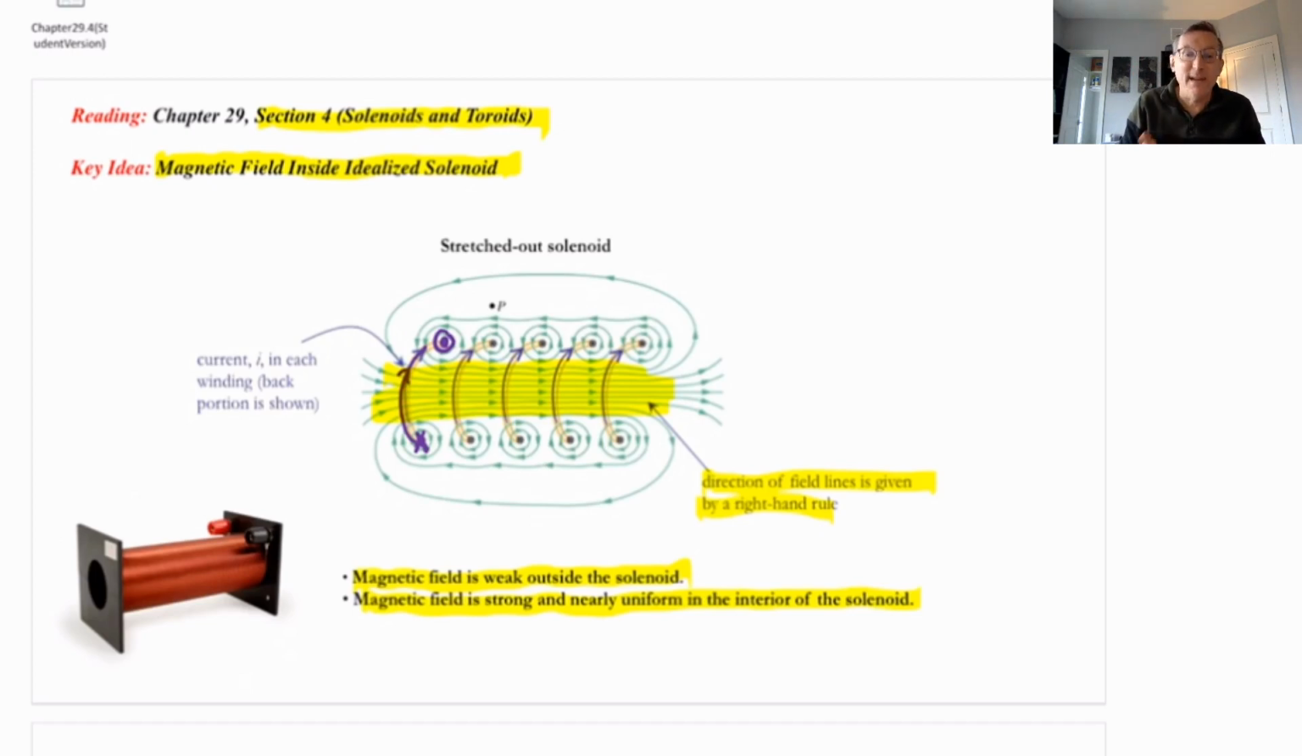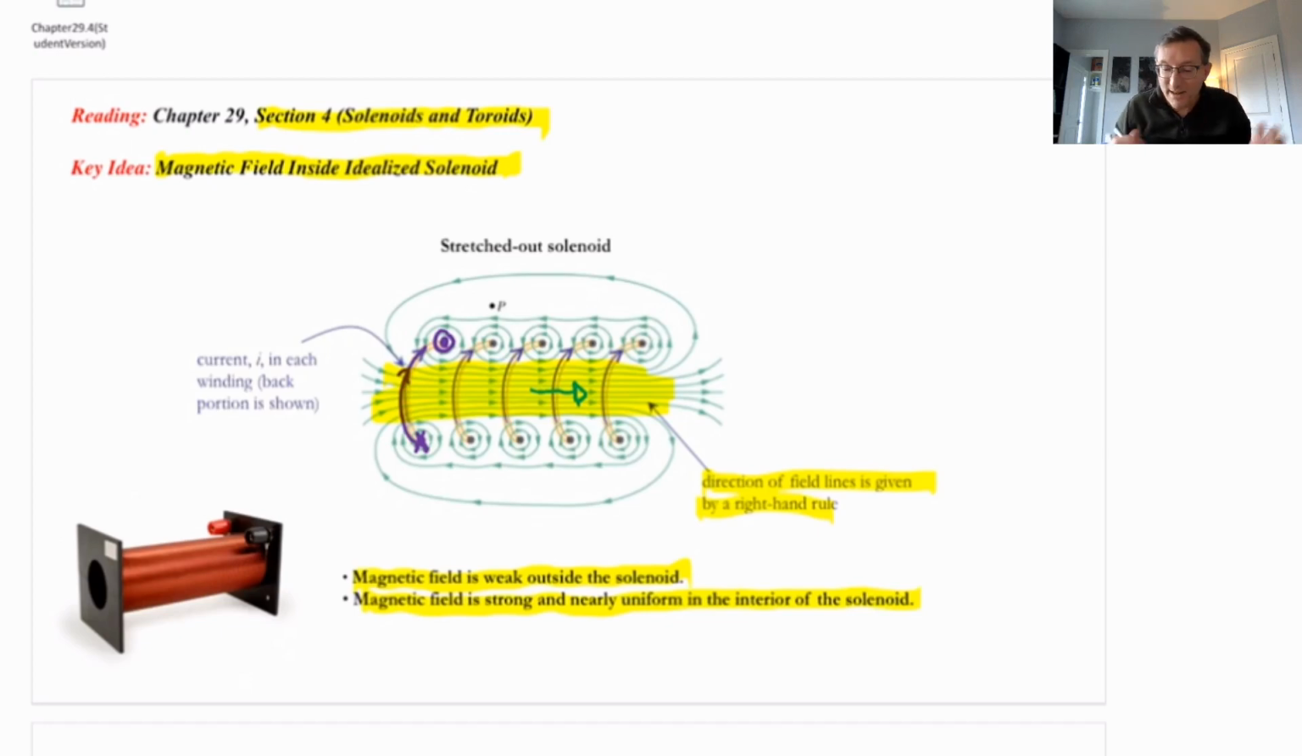You imagine taking your right hand and grabbing hold of the solenoid and wrapping your fingers around it in the direction the current's going around in the windings. And then your thumb points in the direction of the magnetic field. So for these windings, if I imagine the windings are in front of me, then the current's going away from me at the bottom, up at the back of the circles, towards me at the top, and down at the front. So I curl my fingers that way. My thumb points to my right. And that's what's telling me that the magnetic field in the interior region points to the right for this solenoid.